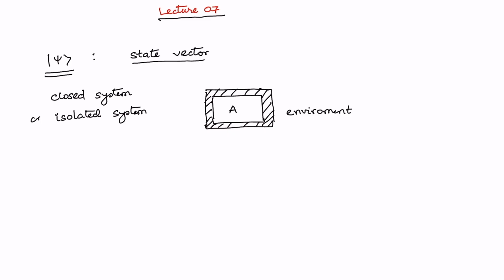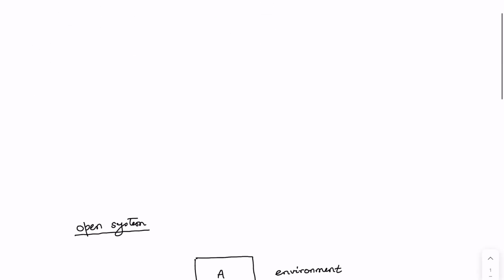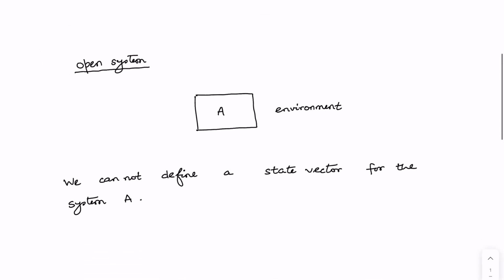However, many a time this system A is going to interact with the environment, and in such a case this system A is known as an open system. And for an open system, many times we cannot define a state vector for it. In that case, how can we represent the state of an open system, or such a kind of system for which we cannot define a state vector?